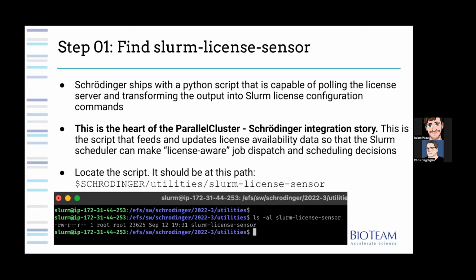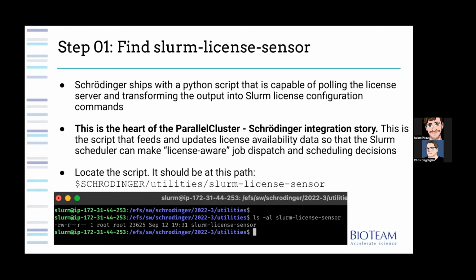Basically, the Slurm scheduler needs to be aware of licensing because it needs to hold a job in pending state until a license is available. Because if you send a job out for execution and a license isn't available, the job is going to die, and your user is going to be unhappy, and they're going to have to repeat a bunch of work. So if you want to understand where the rubber meets the road, how this sausage is actually made, the Slurm license sensor script is the magic sauce.